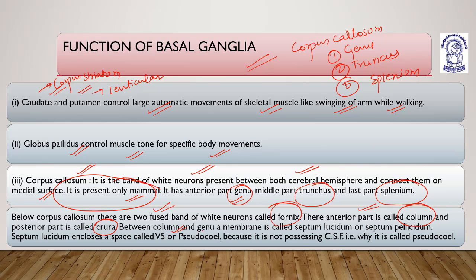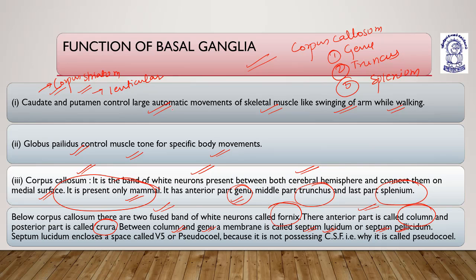Between column and genu, a membrane called septum lucidum or septum pellucidum is there. It is a membrane between genu and column. Genu is the part of corpus callosum which is anteriorly present, and column is the part of fornix. And between them is the presence of septum lucidum or septum pellucidum.